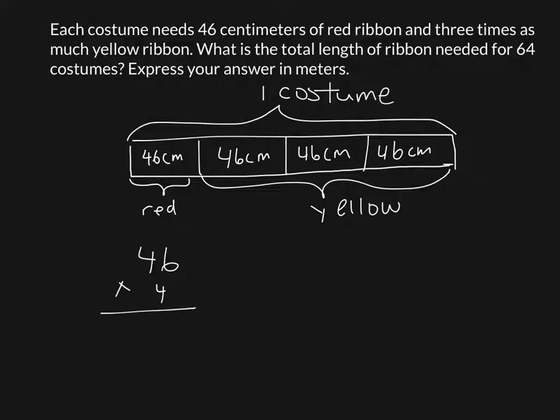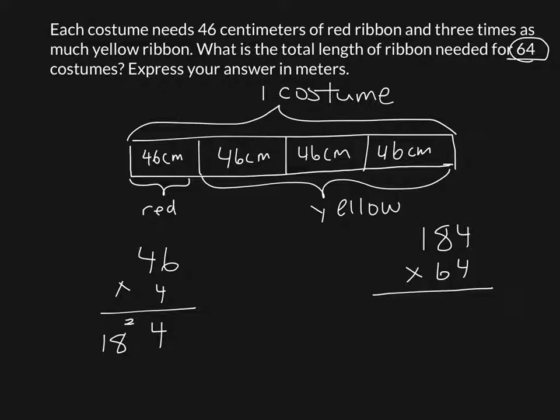So I'm going to go ahead and find the answer to that part. 46 centimeters times 4, and 4 times 6 is 24, so I'll put that little tiny 2 in the tens place and the 4 in the ones place. And 4 times 4 tens is 16 tens, or 160, plus 2 more tens will be 180. 184 total centimeters for one costume. But of course, my question is, how much do I need for 64 costumes? So now I'm going to have to take that 184 and multiply that times 64.